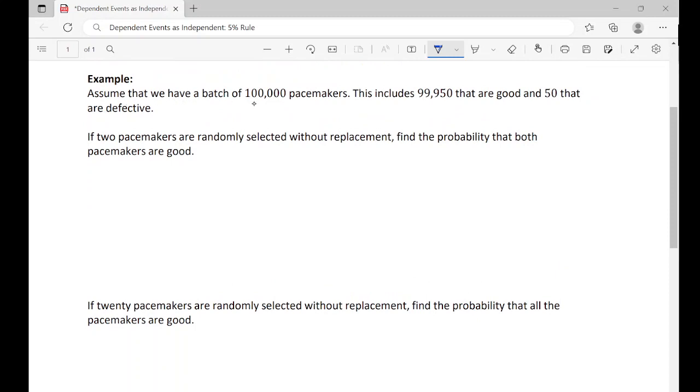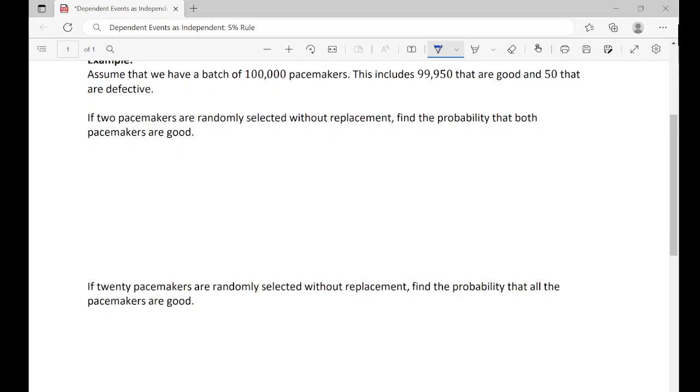Assume that we have a batch of 100,000 pacemakers. This includes 99,950 that are good and 50 that are defective or bad. If two pacemakers are randomly selected without replacement, find the probability that both pacemakers are good. So we know that we have 100,000 pacemakers in totality, good and bad. And since we are looking for pacemakers that are good, our X value is going to be 99,950. And these are again done without replacement.